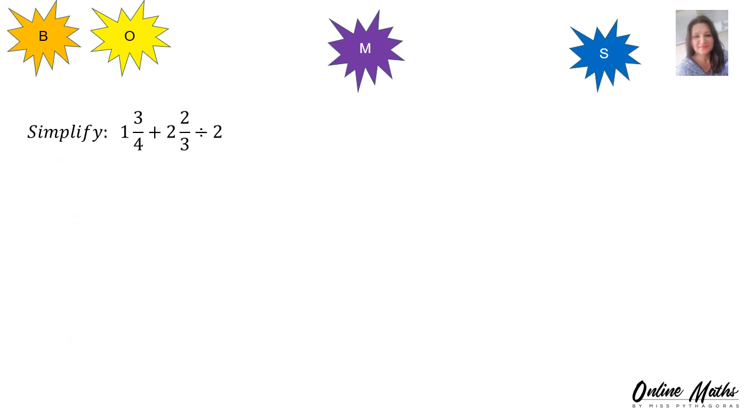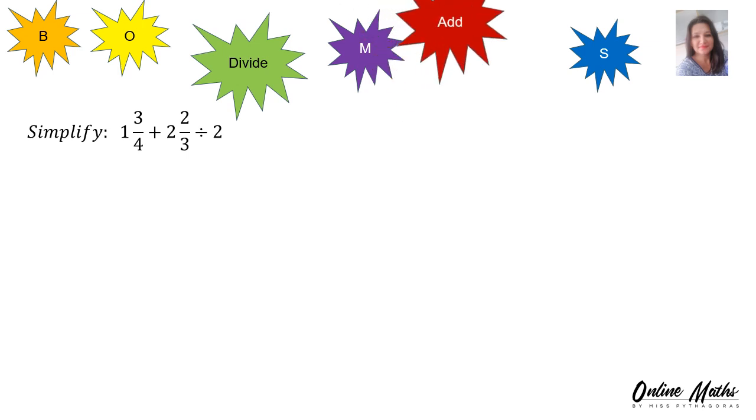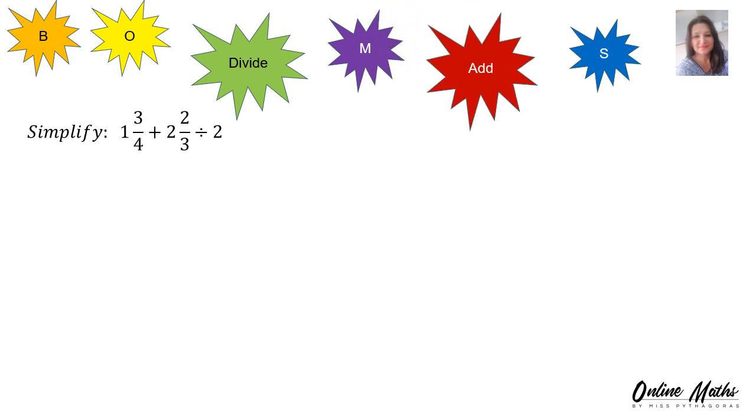Simplify 1 and 3 over 4 plus 2 and 2 over 3 divide by 2. Again, we will start with the division side and then the addition side. So first of all, I'm going to turn all those numbers, the mixed numbers, into improper fractions. And then the first term there, 1 times 4 plus 3 is 7 over 4. And then 2 times 3 plus 2 is 8 over 3.